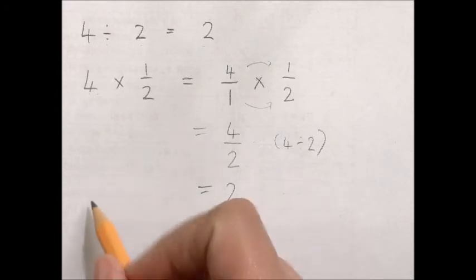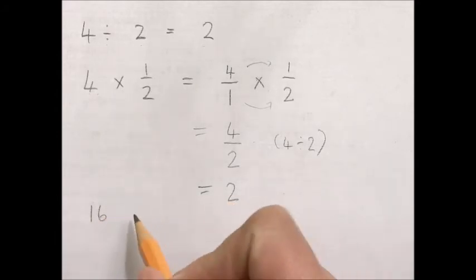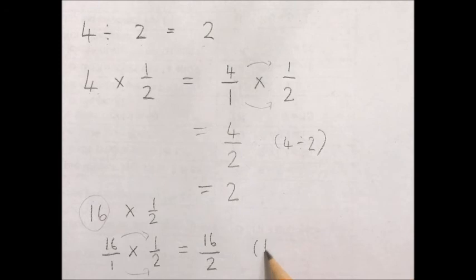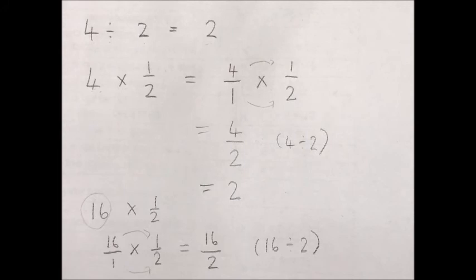Yes. Let's do another example. If I use 16 and I want to times that with a half, some of you will already know the answer. Basically, what is the half of 16? So if I've got the whole number, I change that to a fraction, 16 on 1 times a half, top with top, bottom with bottom. 16 times 1 gives me 16. 1 times 2 gives me 2. And I'm left again with the sum of 16 divided by 2. So what will my final answer be? 16 times a half will be 8.